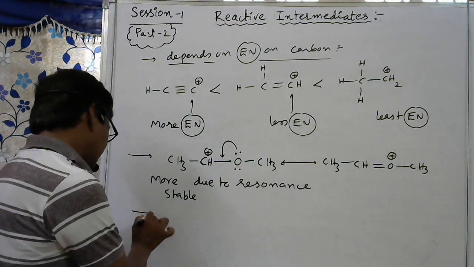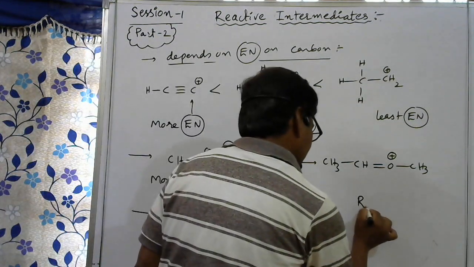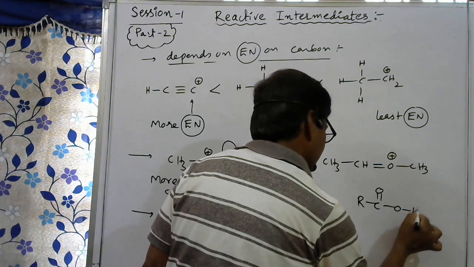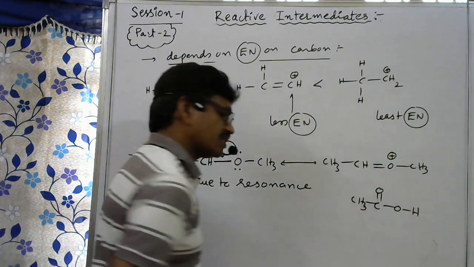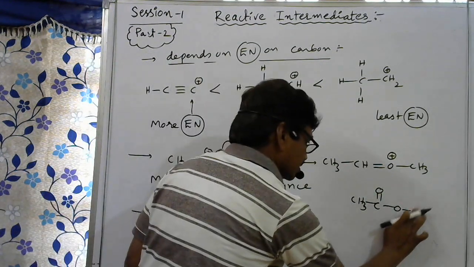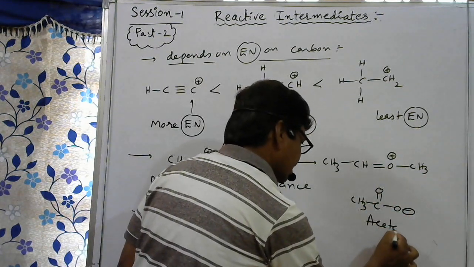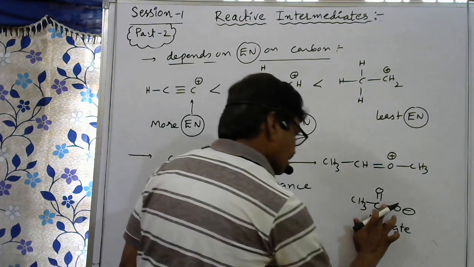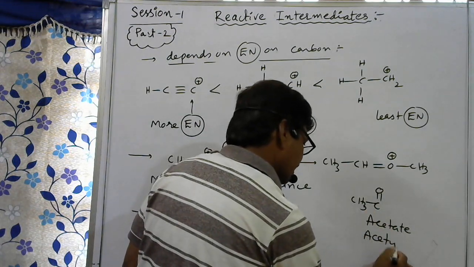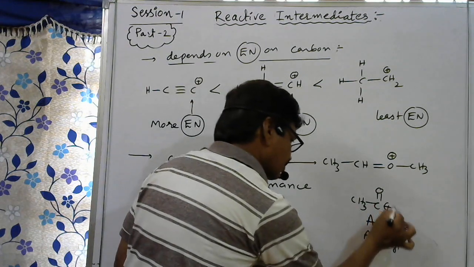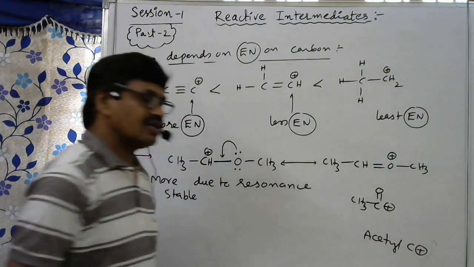One more important thing here is the acyl carbocation. Acyl means, here R C double bond O OH. This is carboxylic acid. If here a methyl group is present, then this is acetic acid. If you remove one hydrogen from this, you can get CH3COO minus. It is called acetate ion. So if you remove this OH also from here, then we can say this is acetyl. On this carbon, if a positive charge is present, we can say this is acetyl carbonium ion, otherwise acetyl carbocation.